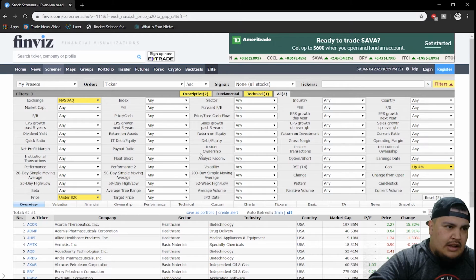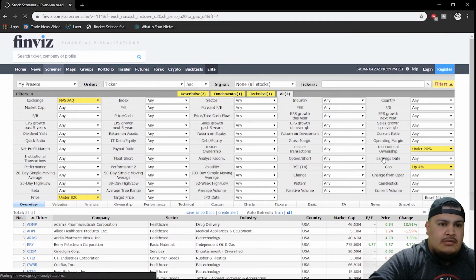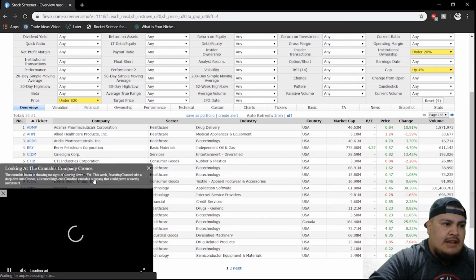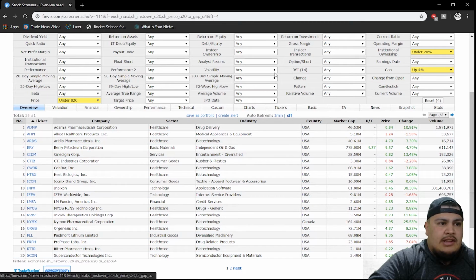You would also want the institutional ownership. So if you want it, say like under 20%, like we were talking about. So now we started with hundreds of tickers here, and now we have 35. So we have 35 tickers that we could go through and actually look at with this criteria that we put in.